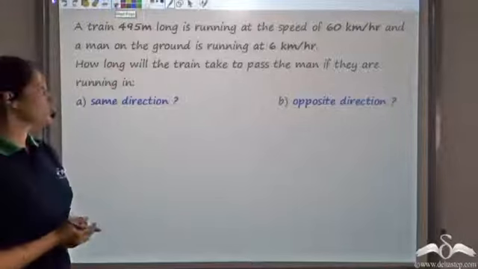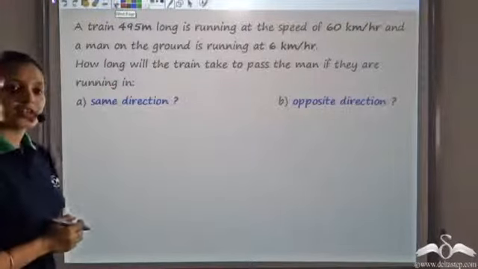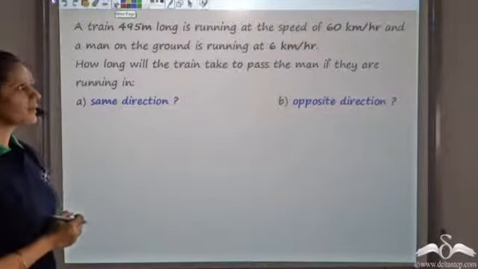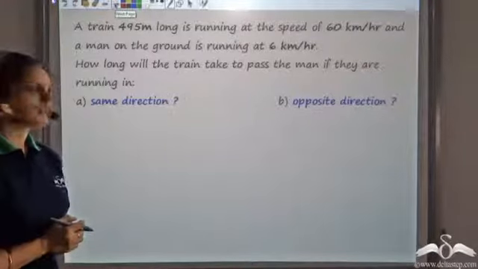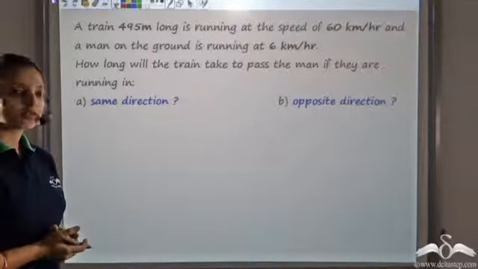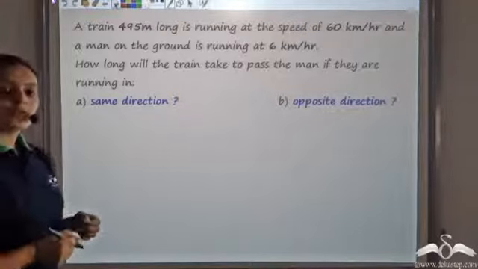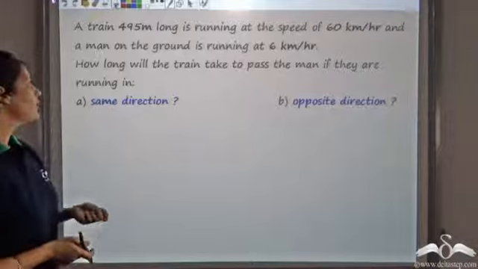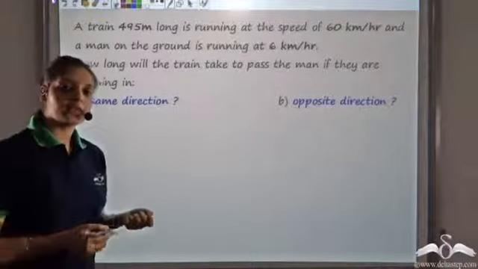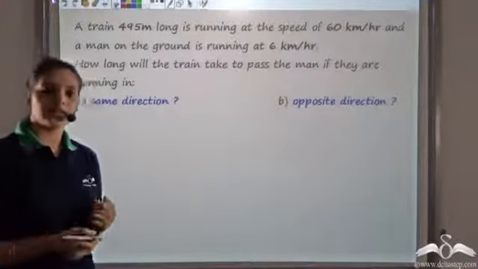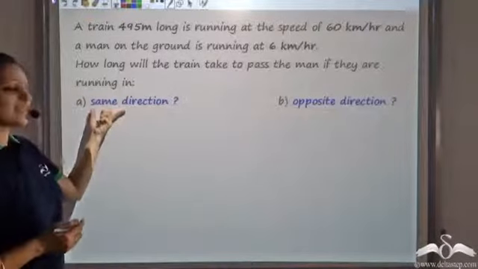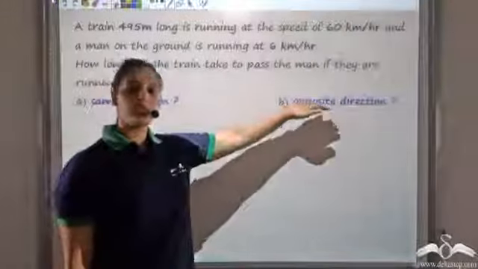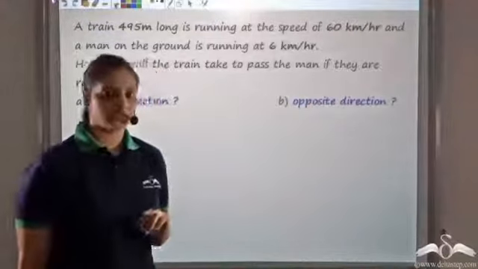Now let's solve this question. We know that a train is running at the speed of 60 kilometers per hour. The train is 495 meters long. And there's a man who is running on the ground at the speed of 6 kilometers per hour. Now, how long will the train take to actually pass this man when both of them are running in same direction, and second, when both of them are running in opposite directions?